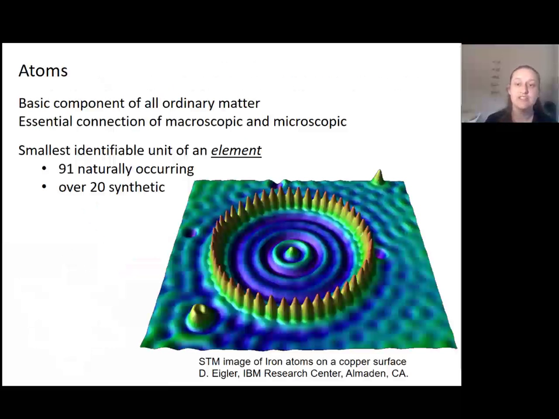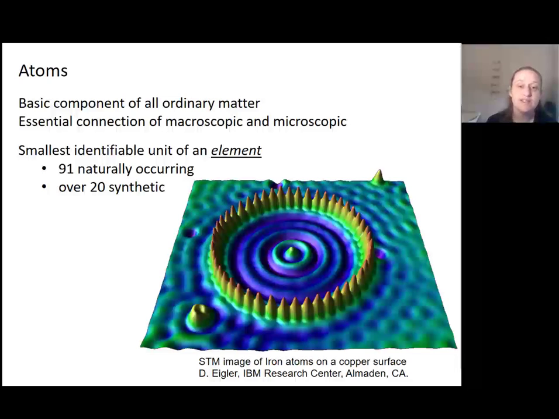Atoms provide the essential connection of macroscopic properties that we can see to the fundamental composition of the material. They are the basic component of all ordinary matter. In chemistry, the word microscopic is often applied to the atomic level details, even though we can't see the atoms themselves because they're too small with standard microscopes. The image on this slide actually shows iron atoms in a ring that was taken using a scanning tunneling microscope, or STM, which is a specialized instrument that allows us to see this level of detail.